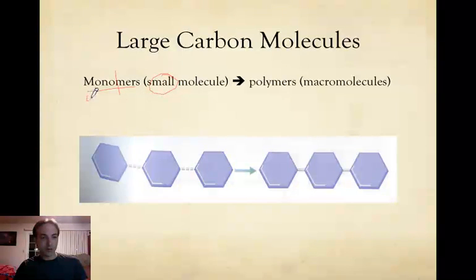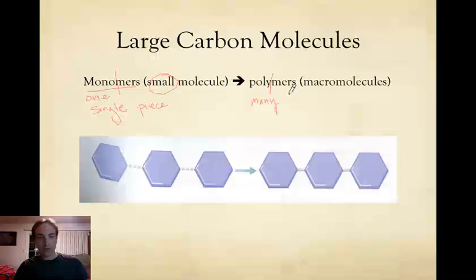Mono means one or single. Okay, so one or single. And think of it as a single piece. Okay, if we take these single pieces and we combine them together, we create a polymer. Again, looking at the prefix here, poly means many. So think of this as many pieces. And when we have these molecules that are made up of many pieces, or many monomers, we call them macromolecules. Macro meaning large. So these are very, very large molecules.